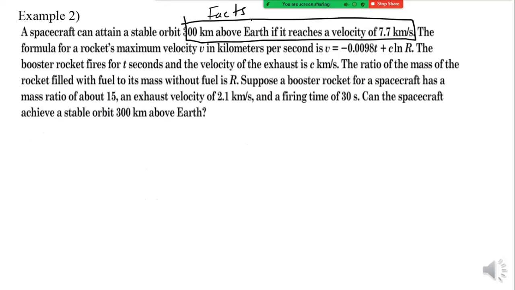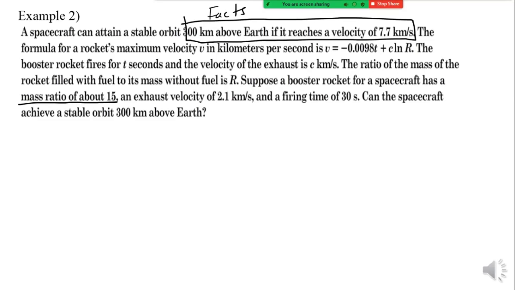The formula for the rocket's maximum velocity v in kilometers is v equals negative 98/10,000 t plus c times natural log of r. The booster rocket fires for t seconds and the velocity of the exhaust is c kilometers per second. The ratio of the mass of the rocket filled with fuel to blah, blah, blah. We get it, right? Rocket science. Suppose a booster rocket for a spacecraft has a mass ratio of 15.